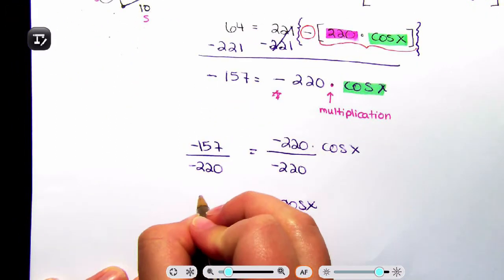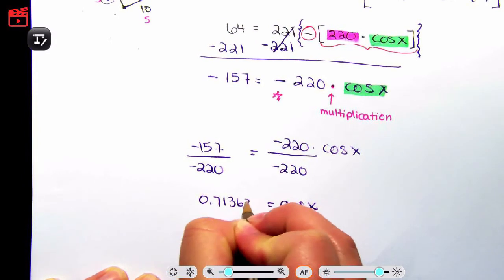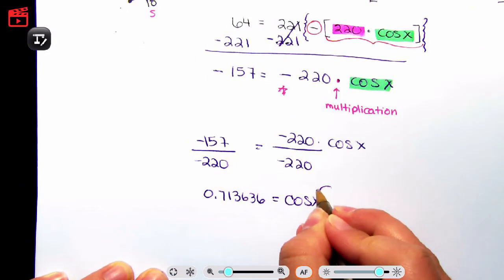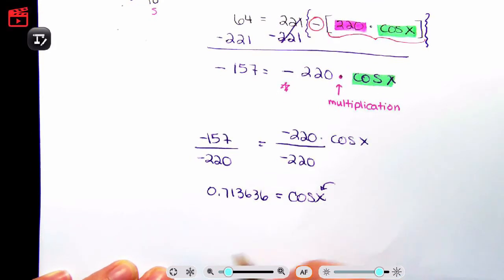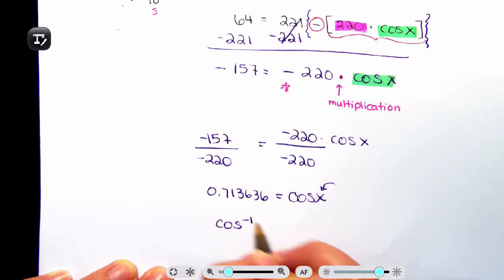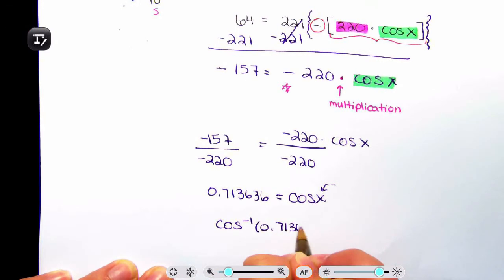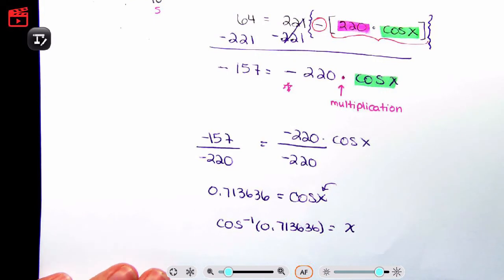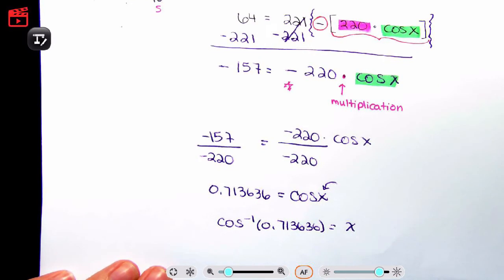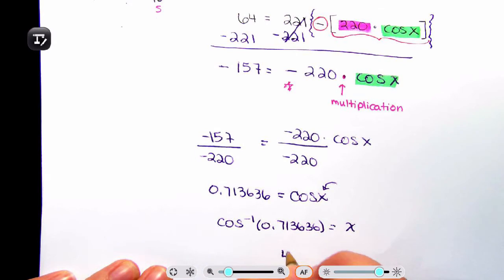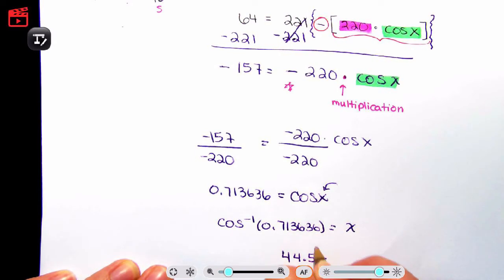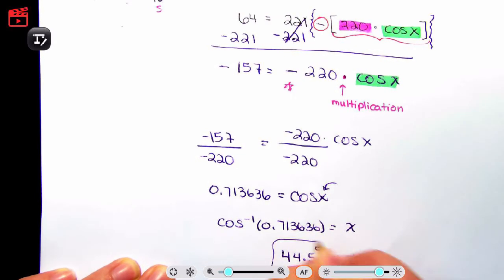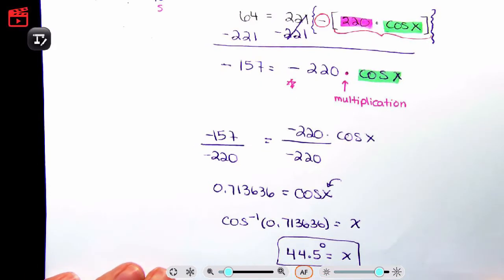And that gives me 0.713636-ish. Again, what is our objective? Find the angle. Whenever we're trying to find an angle like this, we're going to use the inverse. So we're going to use inverse of cosine to isolate our x or our angle measure. So second cosine, which I have 0.713636. And that's going to be 44.5-ish degrees because we're dealing with an angle measure for our angle x.